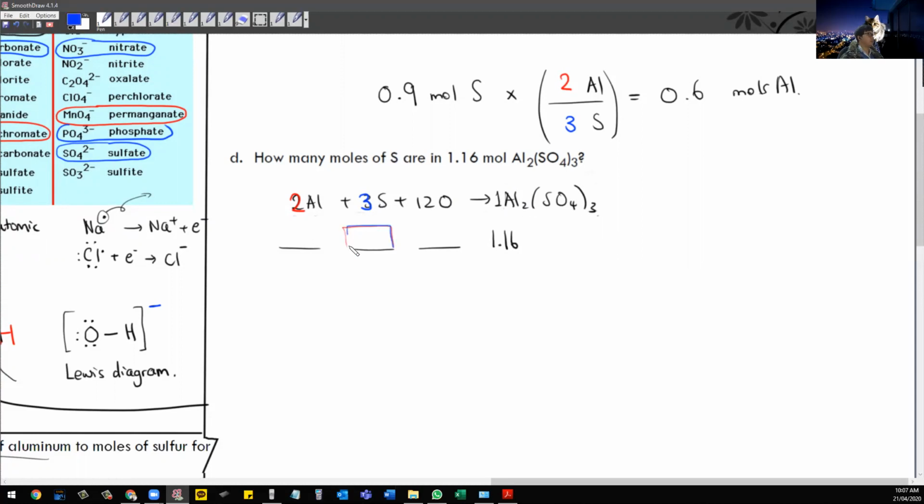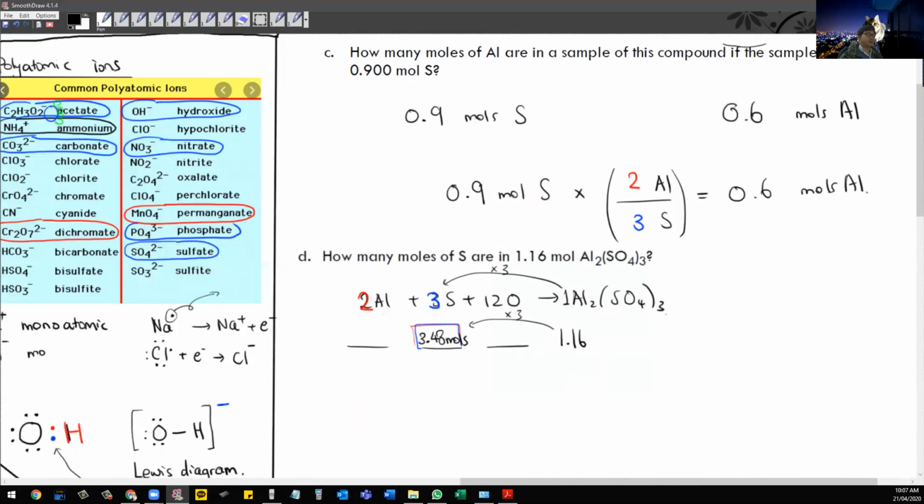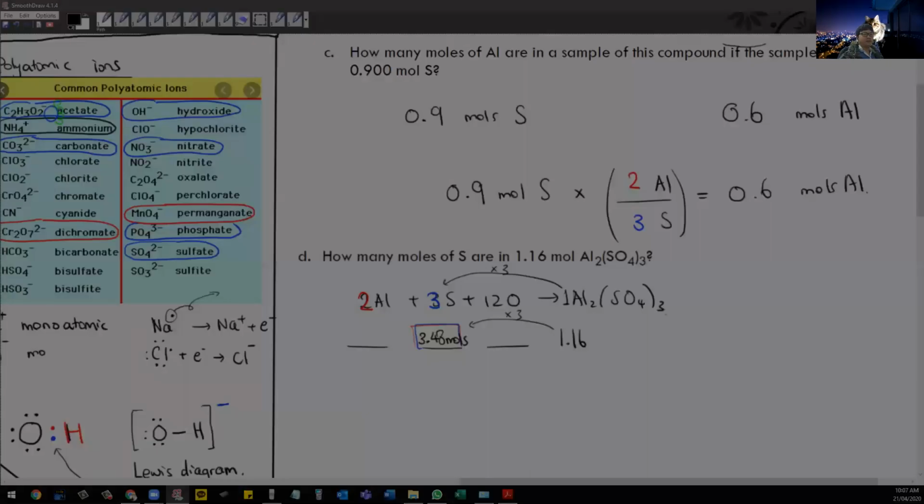Would that be 3.48? 3.48, exactly. This is a 1 to 3, so that's just times by 3, isn't it? You just divide by 1 and times by 3, right? Yeah, so you get 3.48, true? You times by 12, then you get this one. Times by 2, then you get this one, okay? So that's the end of question 4. Not too difficult, right? Move on to number 5.